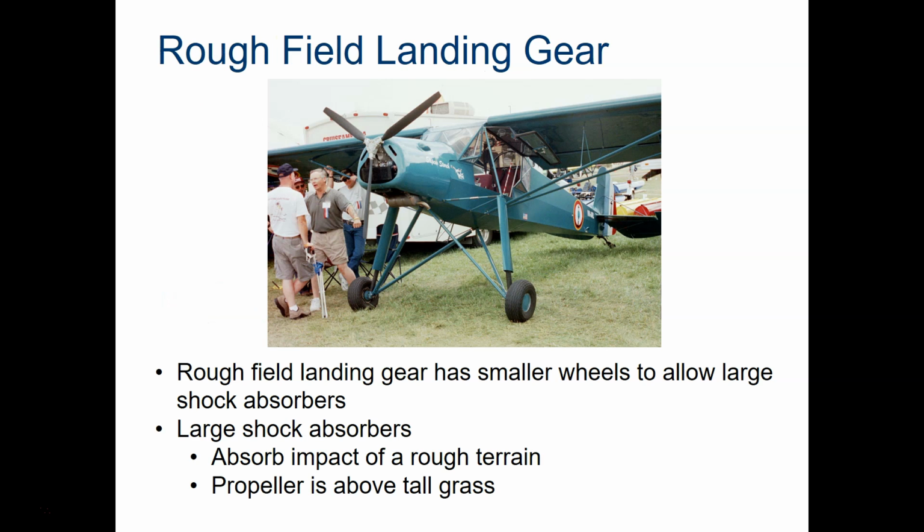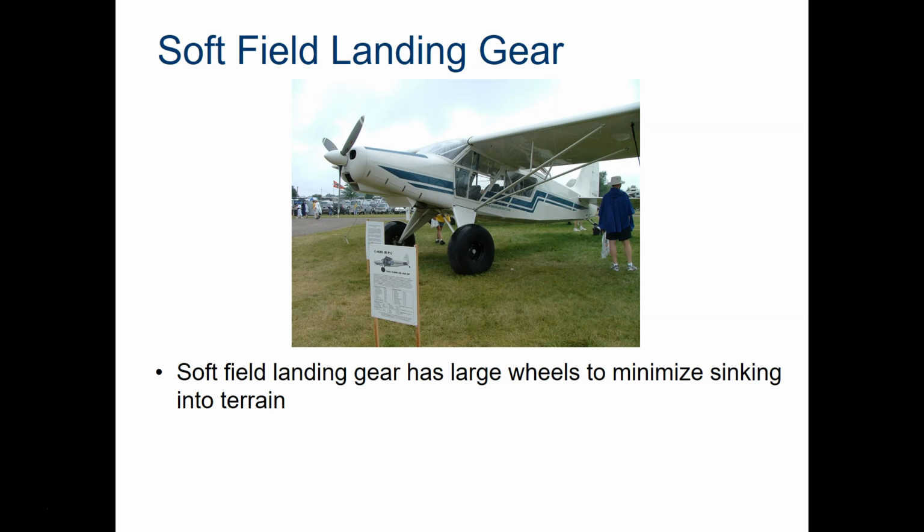Here we see a rough field landing gear. Rough field landing gear has smaller wheels to allow for larger shock absorbers. The large shock absorbers allow for rougher terrain to be something that we go over as we're taking off or landing. This also keeps the propeller well above any tall grass if you're landing in brush or if you're landing in a field that hasn't been maintained very well. And then if the airstrip that you're landing in has kind of a soft terrain, then you need large wheels to help minimize sinking into that terrain.